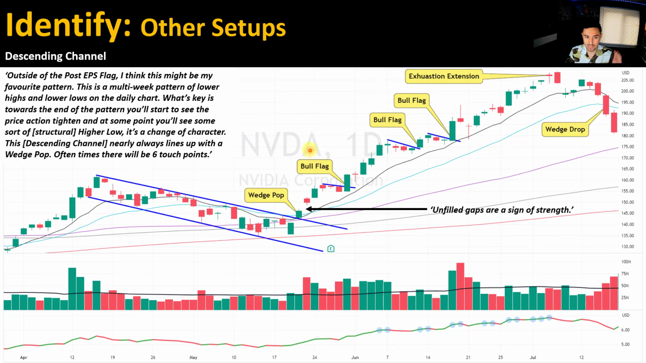And then you can see various bull flags, and then the exhaustion extension up here. So Oliver will buy these much shorter bull flags. Here you can see this is, what, a 4 or 5 day bull flag. This is a 4 or 5 day bull flag. This is a 3 day bull flag.